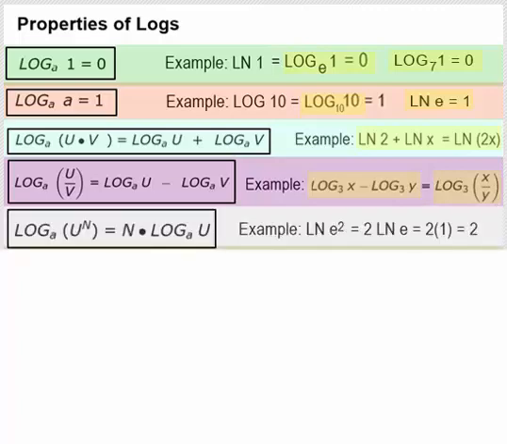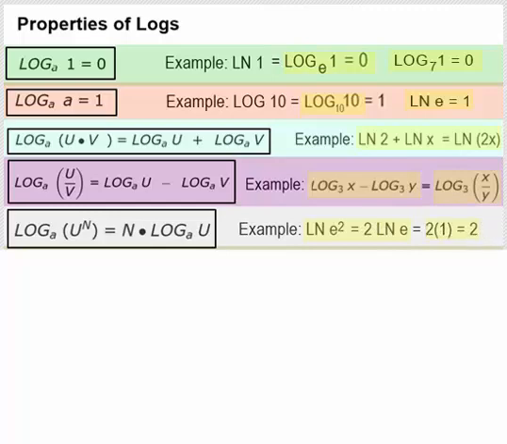This next rule is something I call the exponent rule. Log base a of u to the n power equals n times the log base a of u. You can take that exponent and move it out front. Here's an example. We have ln of e squared. That's going to equal 2 times the natural log of e. And then we can take that natural log of e and replace it with 1, so we end up getting 2 times 1 equals 2.